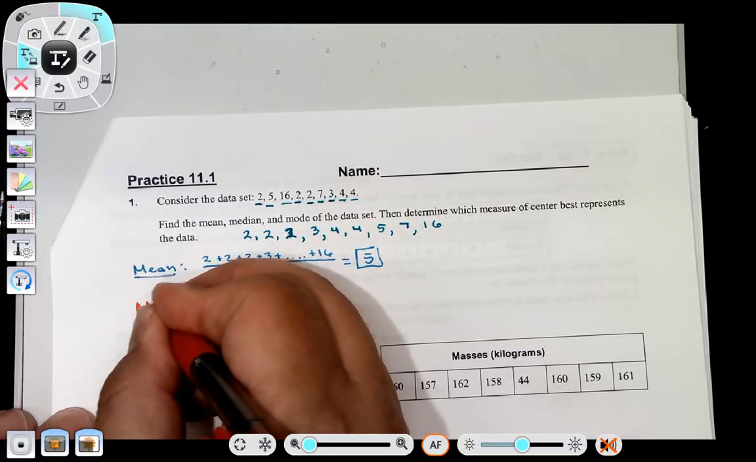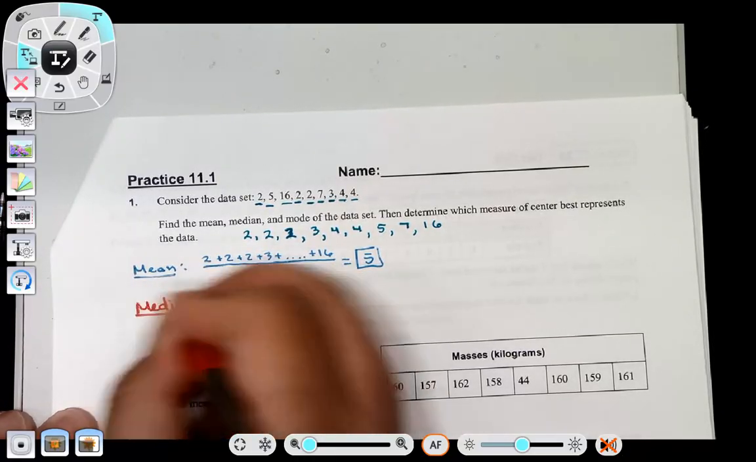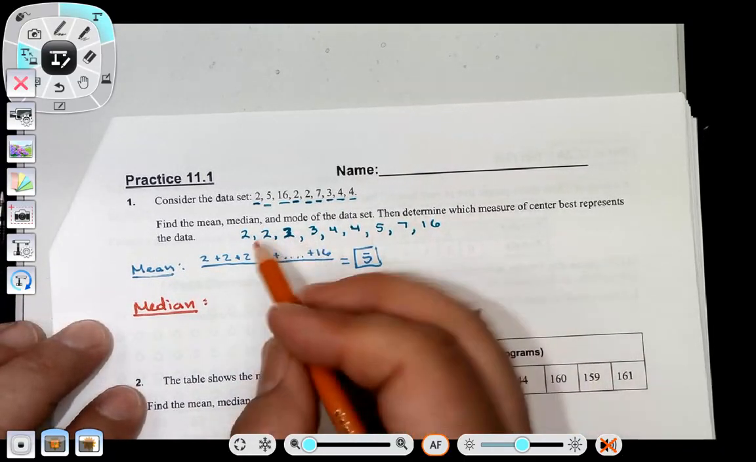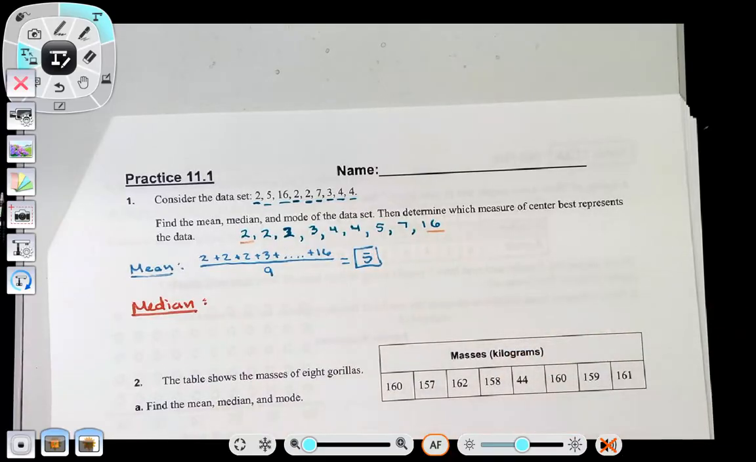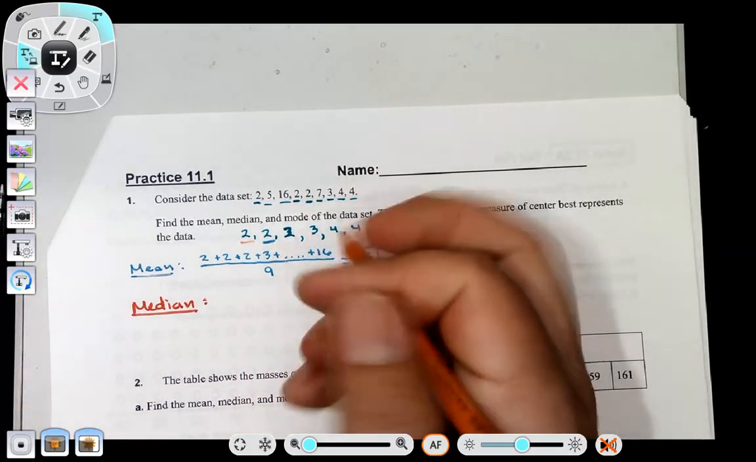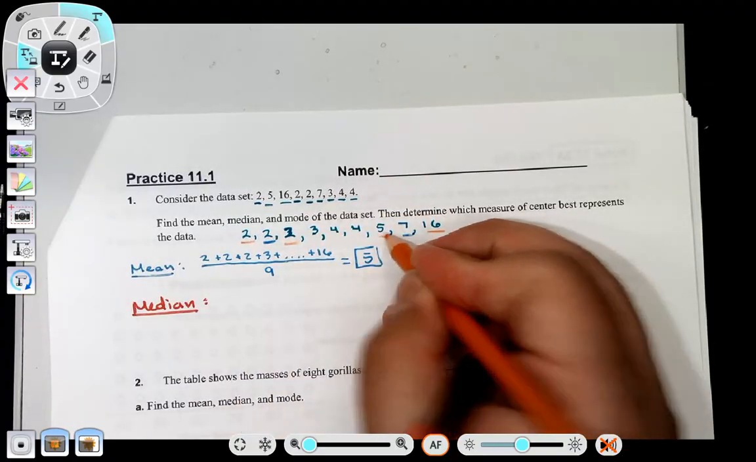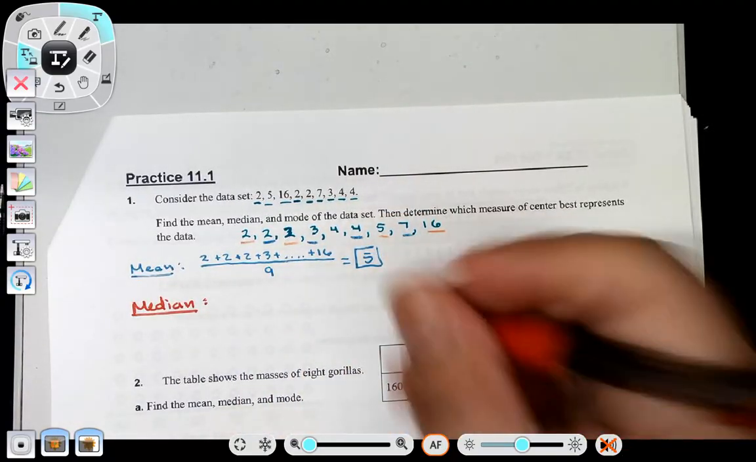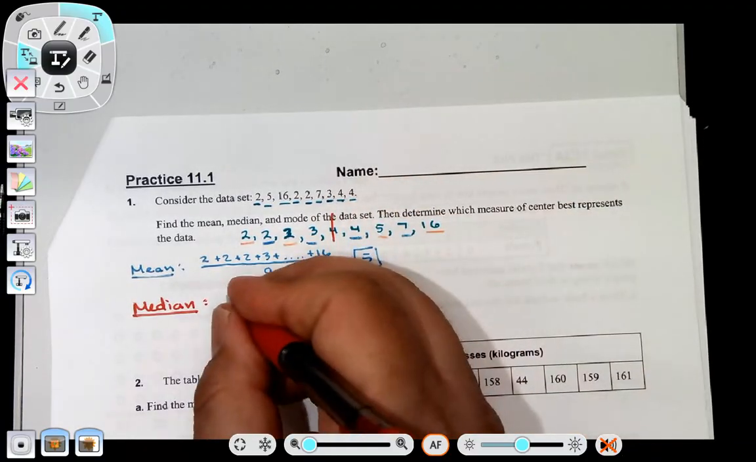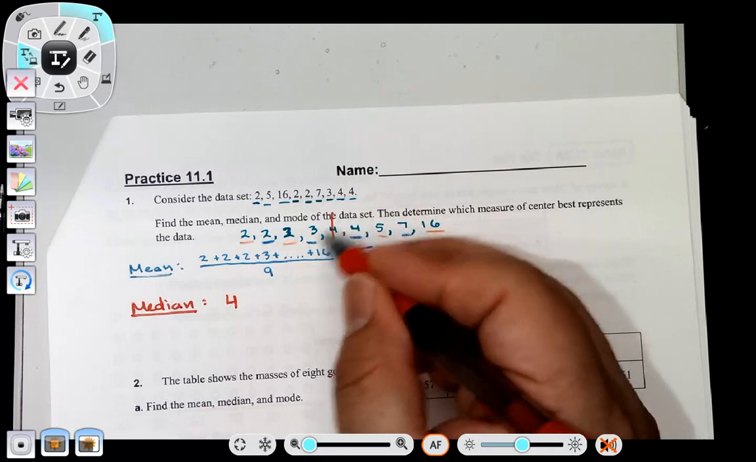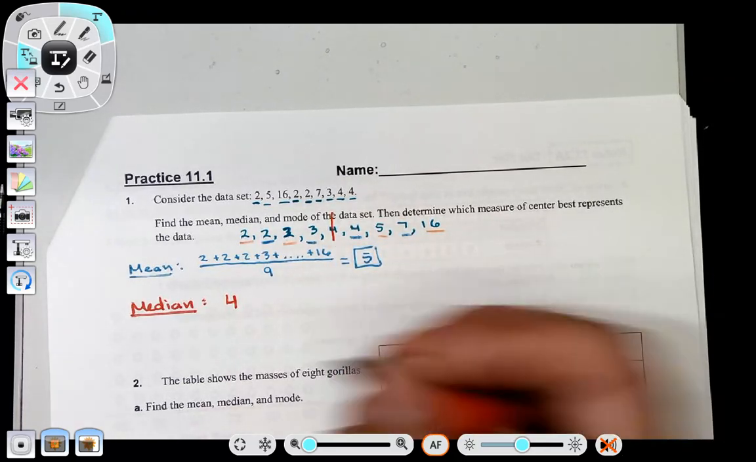Median time. Remember, median means go right to the middle, so cut this list in half. Literally draw a line right down the middle. This is what I've seen people do: they go, that one with that one, that one with that one, keeping track as they try to find who's right in the middle. And who's right in the middle? 4. There it is, I don't have to do extra work. Remember, if it were 2 numbers, then I would add and divide by 2. Okay, we got a median.